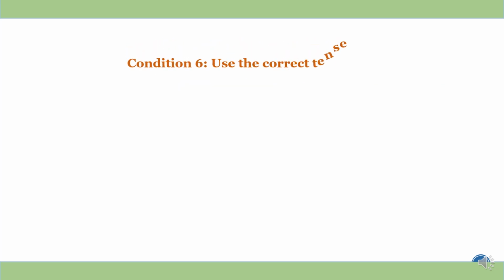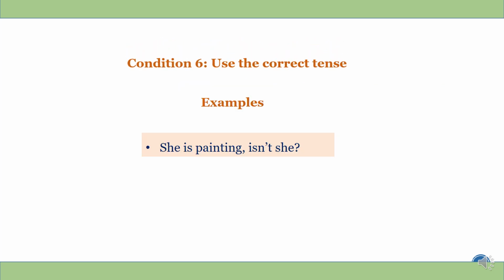Next rule, use the correct tense. Example, she is painting, isn't she? She is painting, that is, it's a present tense. So we need to use the same tense in the question tag also. We cannot use the present tense in the statement and past tense in the question tag. No. Whatever the tense is in the statement, the same tense must be present in the question tag also. That is, she is painting, isn't she?